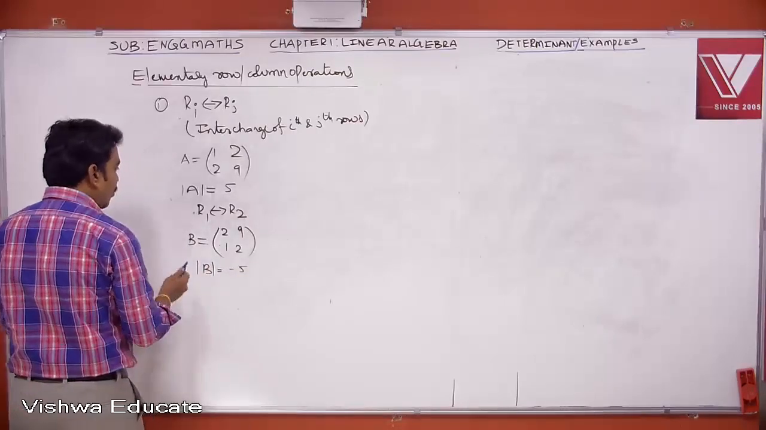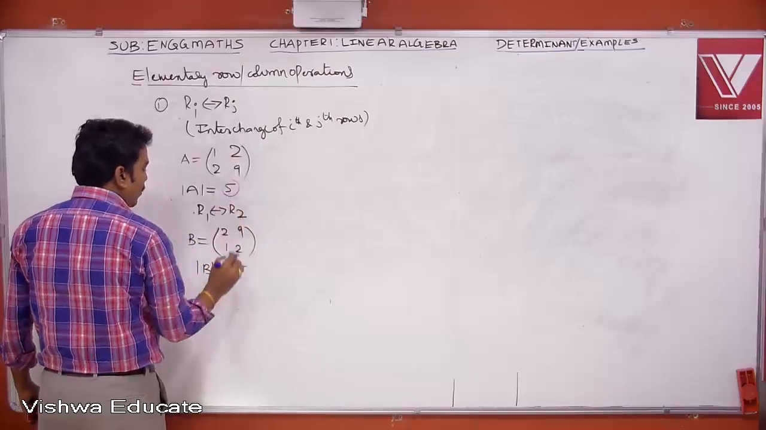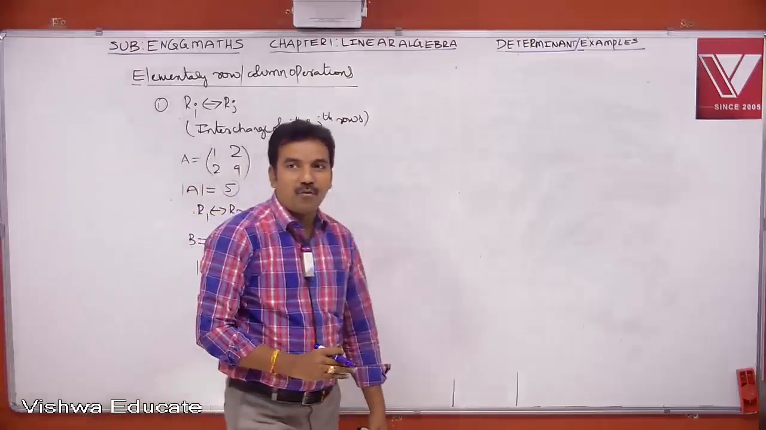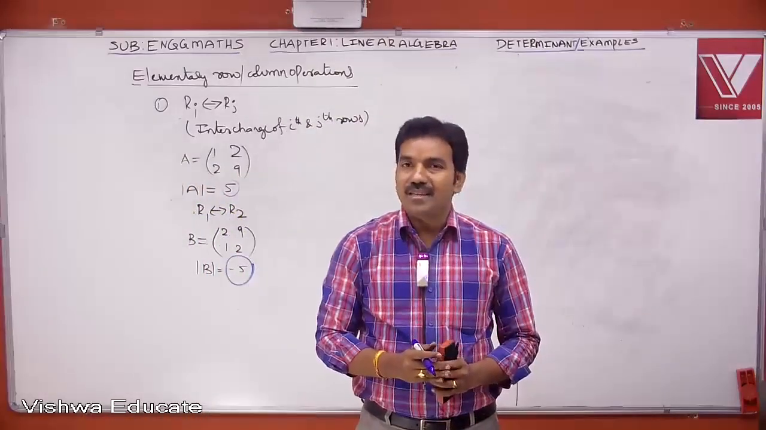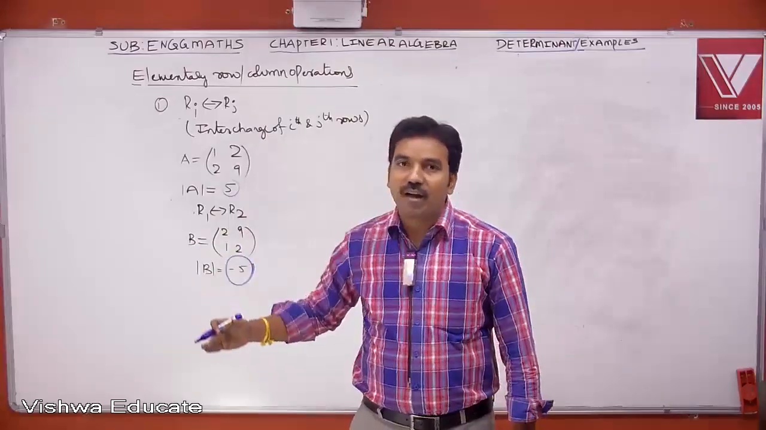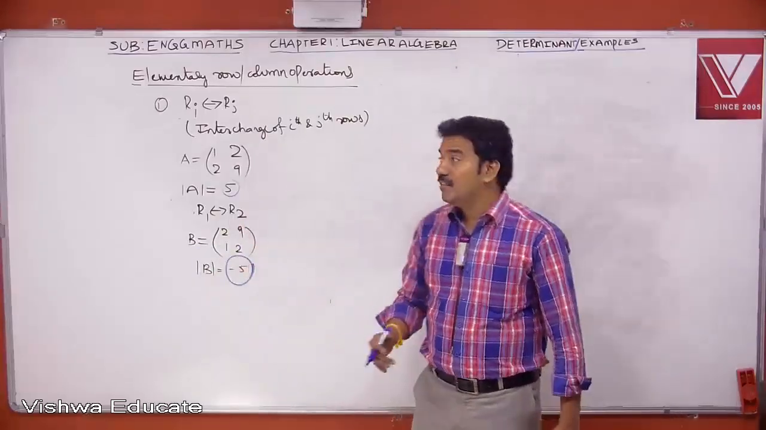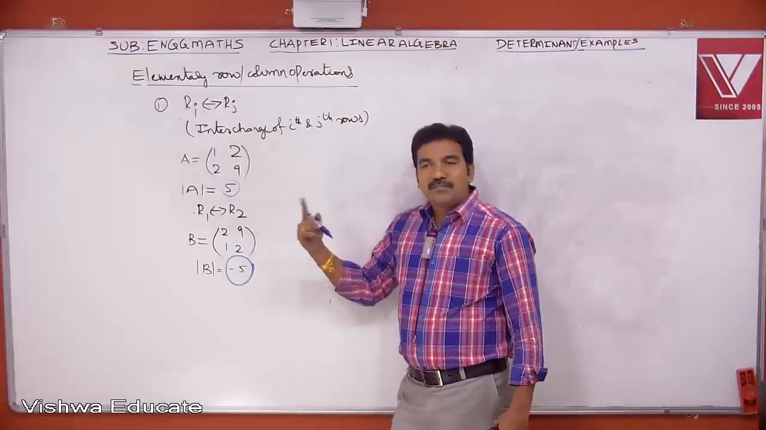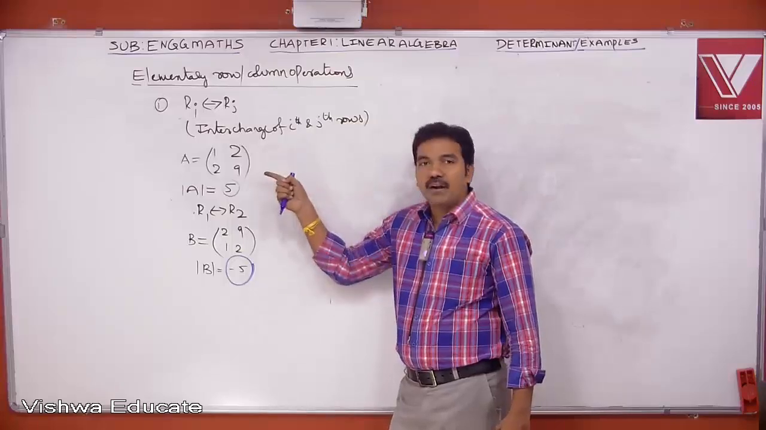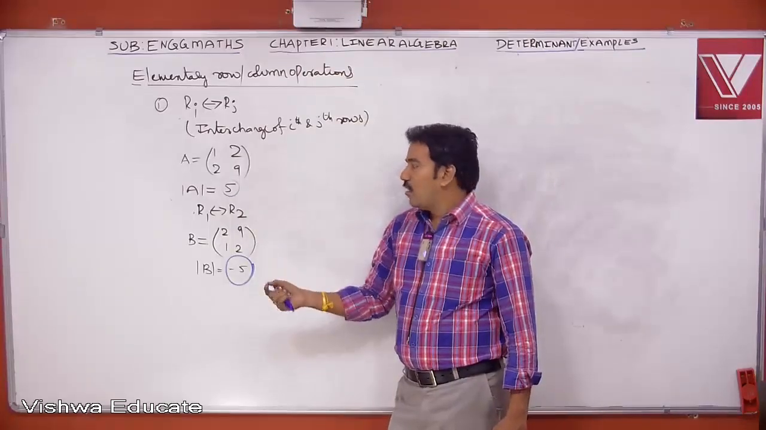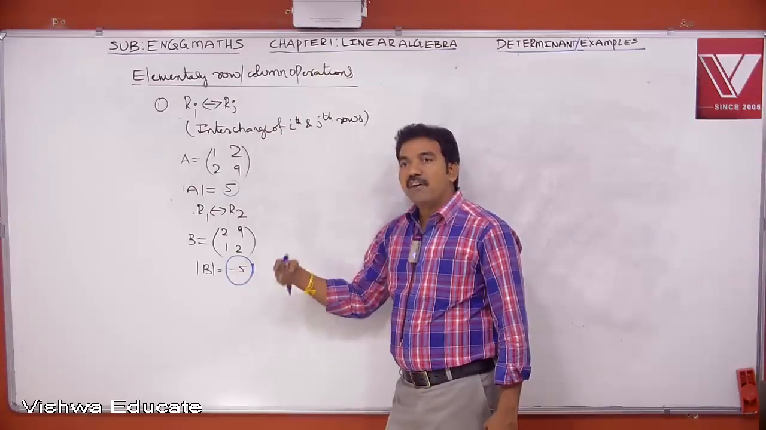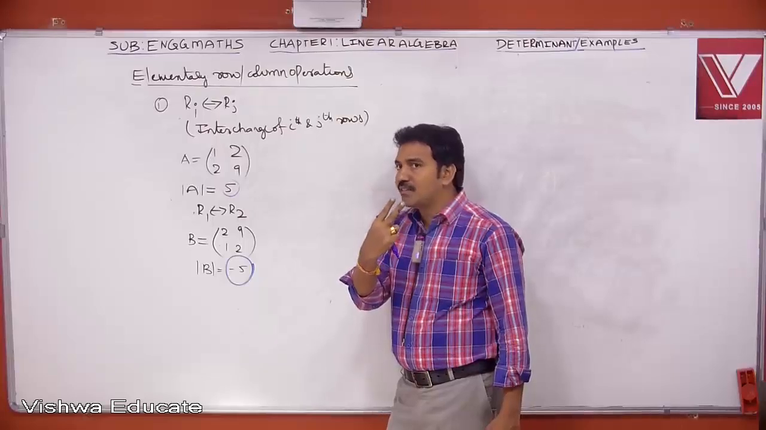So before exchanging rows, the determinant of this matrix is 5. After exchanging rows one time, the determinant becomes minus 5. So what is the change in the determinant of a matrix? It just changes its sign. Magnitude is the same, but it is changing its sign. How many times have rows been exchanged? Exactly one time. Suppose this operation is applied two times, again I will get the same matrix. Therefore, if I interchange rows exactly one time, the determinant is affected by a minus sign. If I interchange rows two times, there is no change in the determinant of the matrix.